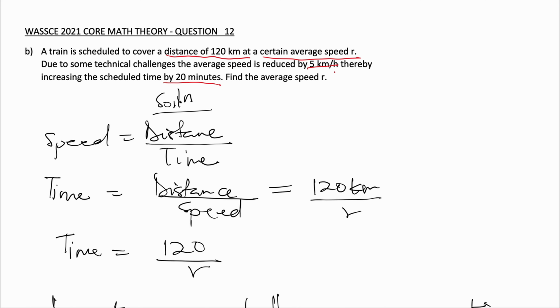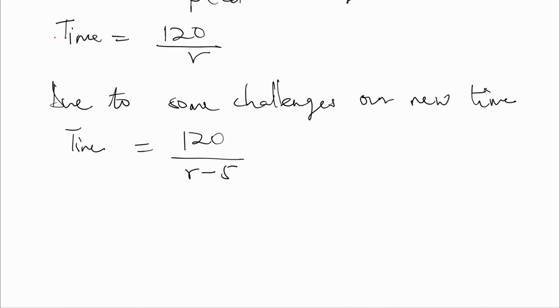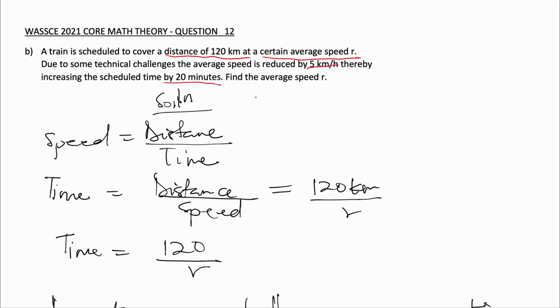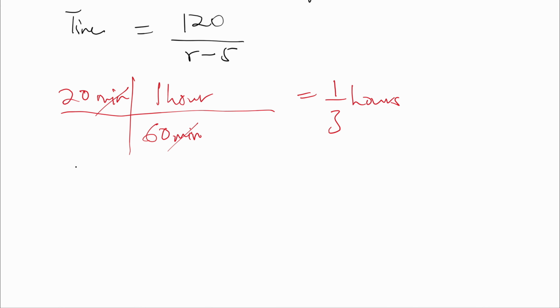But first, we know speed is kilometers over hours, so we change our minutes to hours. So let's change our minutes to hours. So we have 20 minutes. We know that 60 minutes is equal to 1 hour. So minutes cancels minutes. We have 20 over 60, which is the same as 1 over 3 hours. So what this means is that our new time is increased by 20 minutes, meaning T2, which is our new time, T2 is equal to T1 plus 1 over 3 hours.